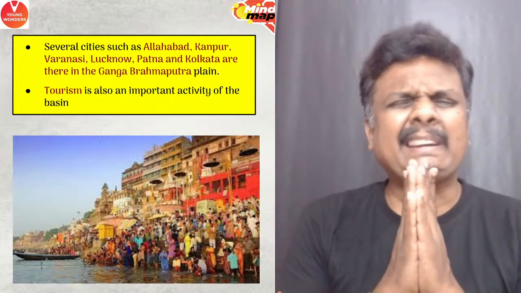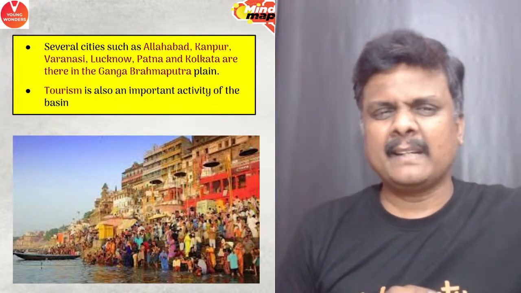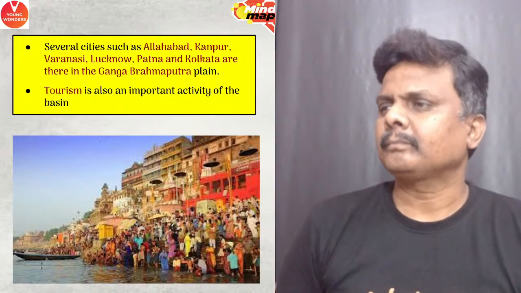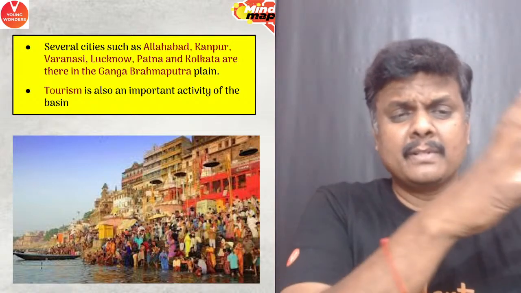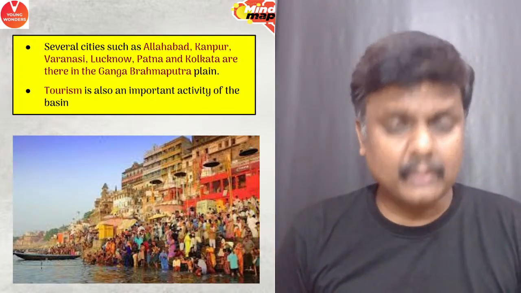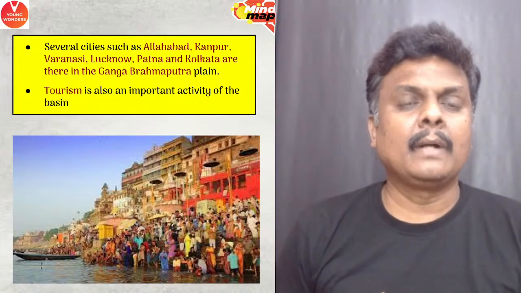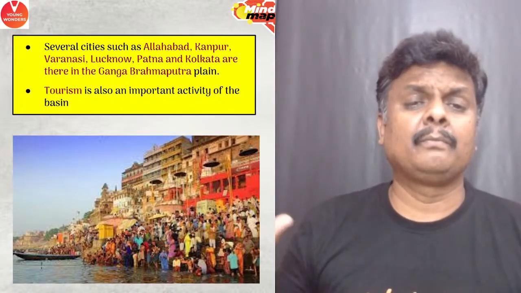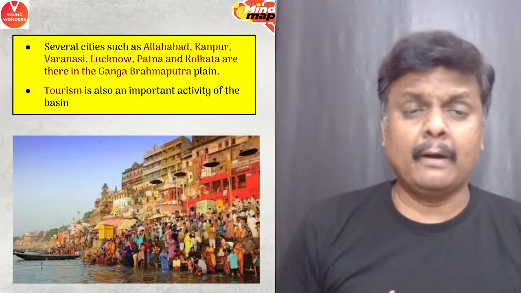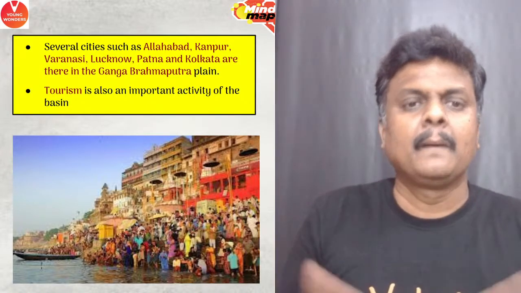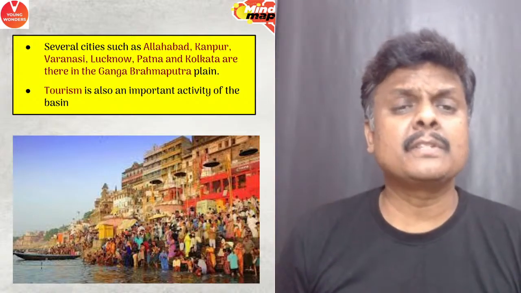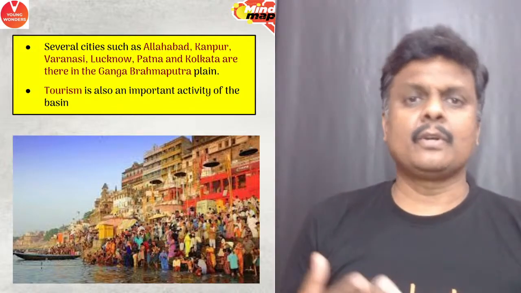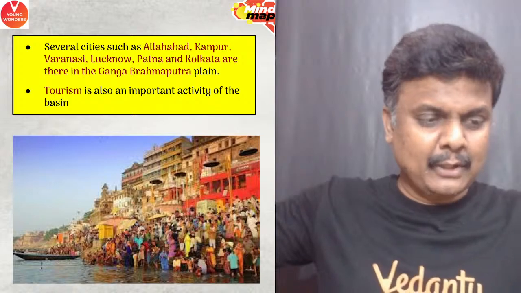So guys, are you clear till this? Amazon, hot and wet climate, largest with respect to the kind of flora and fauna, and it forms a lot of places in countries in South America. Coming to Ganga Brahmaputra, largest delta region in the world, very fertile, very rich in wildlife. It forms this plain, the Ganga Brahmaputra basin plain. They have very noticeable cities like Allahabad, Kanpur, Varanasi, Lucknow, Patna, Kolkata, etc. So tourism is also a very important area. Tell me, are you clear?